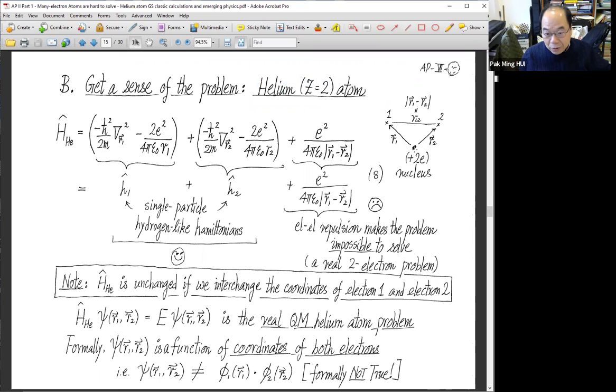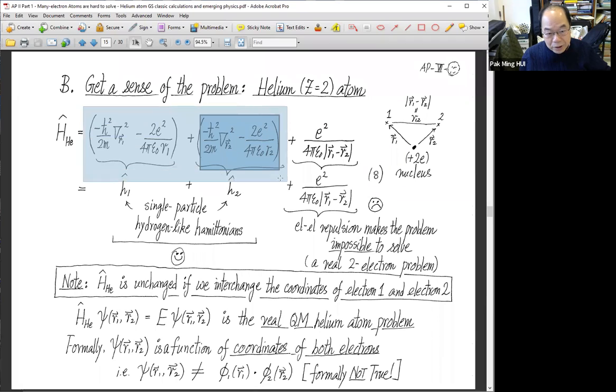There are 2 electrons and 1 nucleus. I assume the nucleus to be fixed at the origin 0, 0, 0. Don't worry about that. And then I have electron number 1 somewhere with the coordinate R1, electron number 2 with the coordinate R2. Their separation is this R1 minus R2. Thereby, the Hamiltonian is a 2 electron Hamiltonian. Electron number 1 kinetic energy, electron number 1 sees the nucleus. Electron number 2 kinetic energy, electron number 2 sees the nucleus.